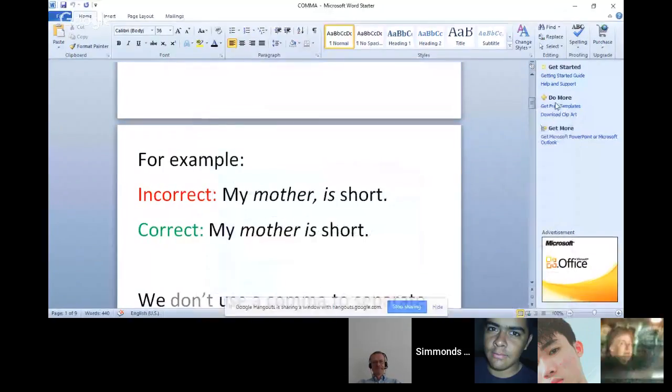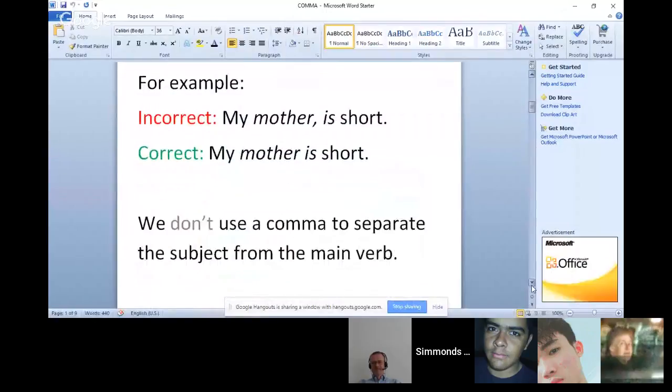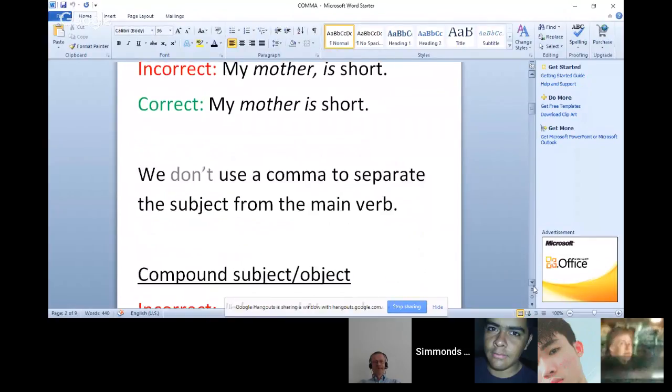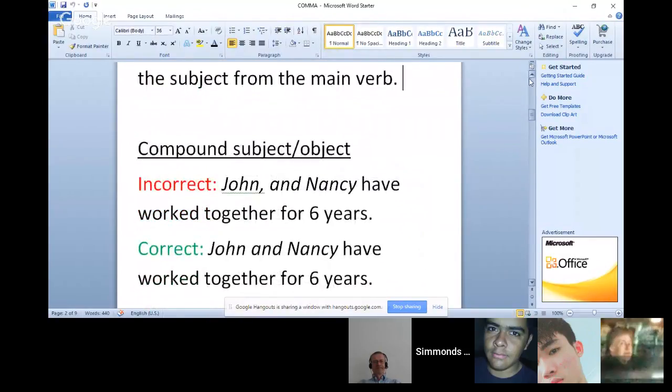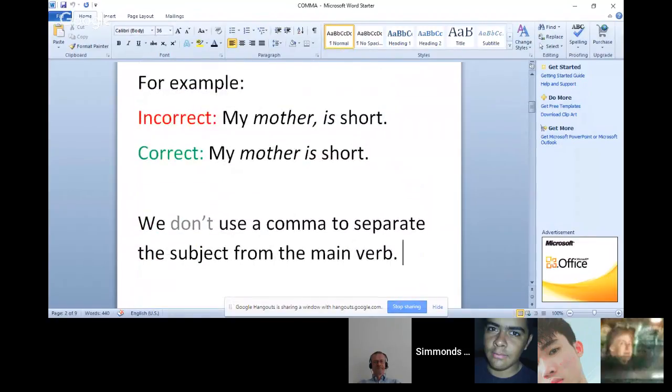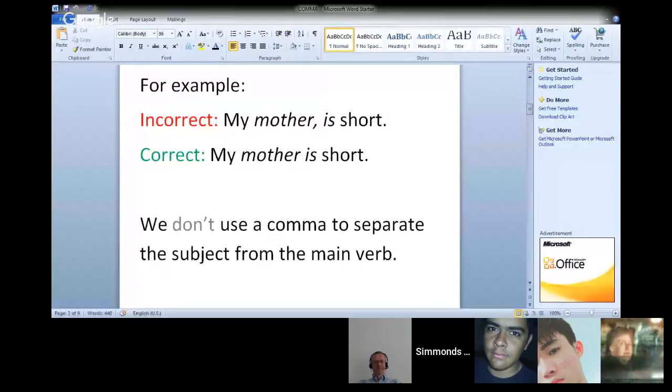Let's see. Moving down. And all it says is we don't use a comma to separate the subject from the main verb. As you can see, I've emphasized the word don't because it's important. All right. So now, I should say, are there any questions? Any questions here? Especially from Thomas.